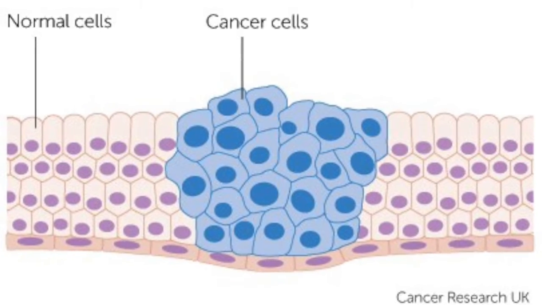As cells become more and more abnormal, damaged cells survive when they should be dying, and new cells form when they are not needed. These cells keep dividing and eventually form tumors in the body. This is an image of the normal cells versus cancer cells.